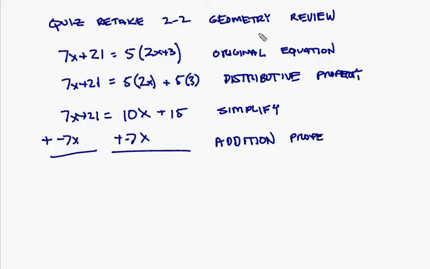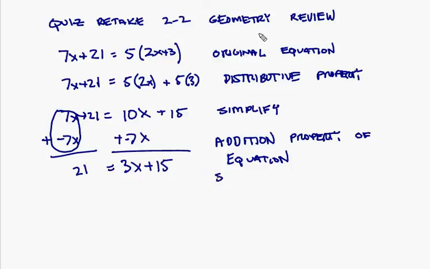Addition property of equality. That's also one of the rules stated in section 2-2 that you were supposed to have studied. Okay? Again, if we simplify, the x's on this side of the equation disappear. That goes to 0, and you're left with 21. 10x minus 7x is 3x plus 15. So that is simply simplify.